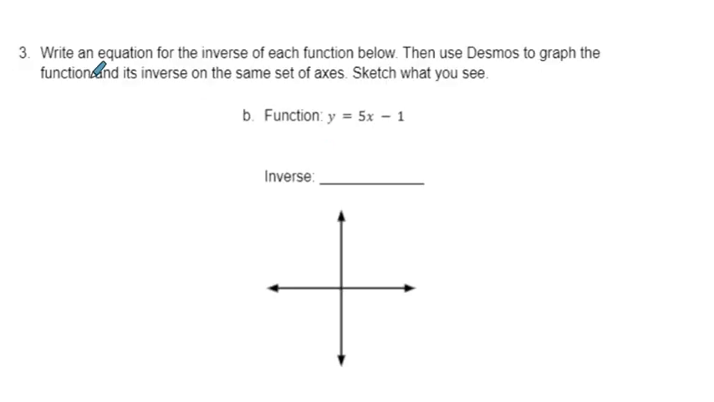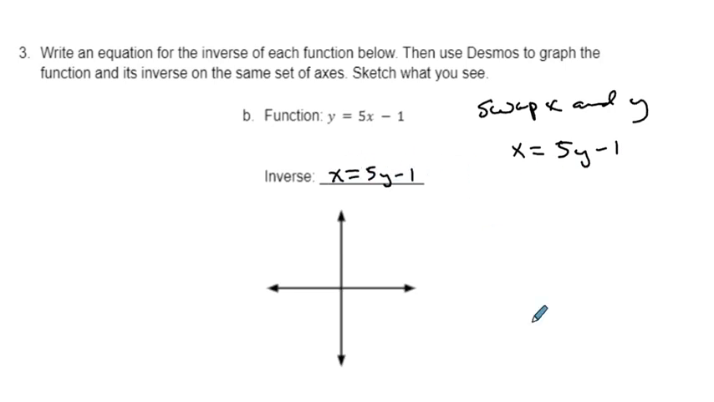Okay, so for the next problem, it says write an equation for the inverse of each function below. Use Desmos to graph the function and its inverse on the same set of axes, which means you're going to have two graphs right here. Sketch what you see, y equals 5x minus 1. To write the inverse, really all you have to do is swap x and y. So flip them. Now we have x equals 5y minus 1. We may show you how to rewrite these in slope-intercept form like this one, but right now we're not going to worry about that too much. So you can just write x equals 5y minus 1. And now we will go to Desmos and take a look at these.